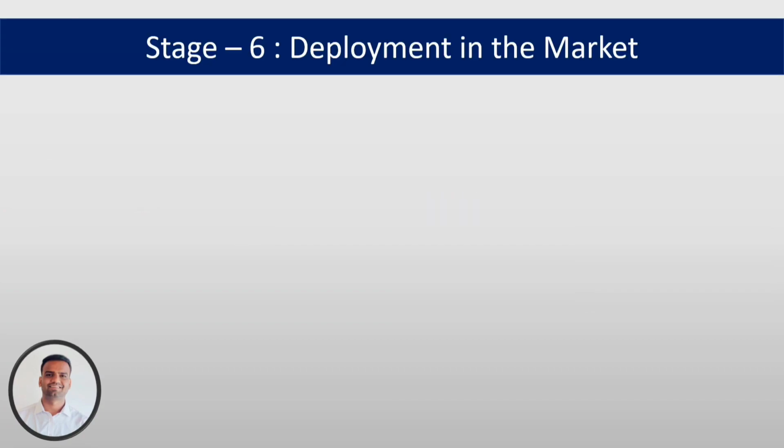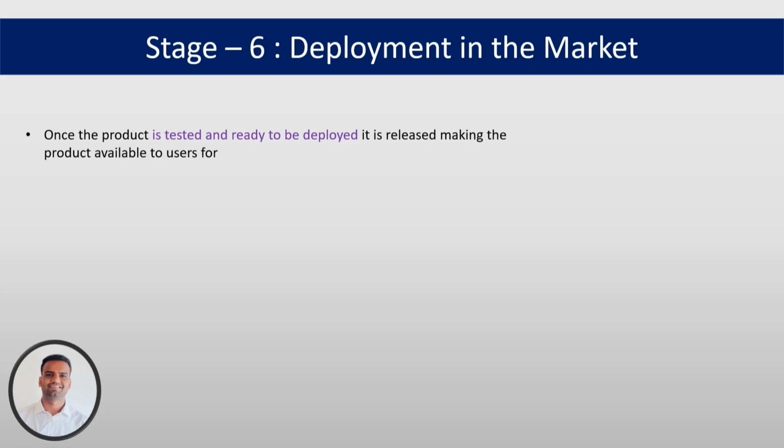Next stage is deployment. Once the product is tested and ready to be deployed, it is released, making the product available to users for consumption. Sometimes product deployment happens in stages as per the business strategy of the organization.